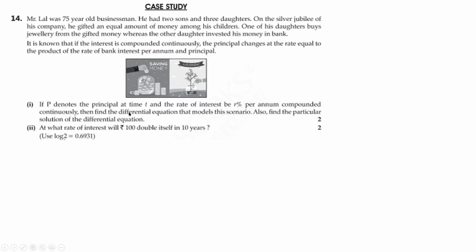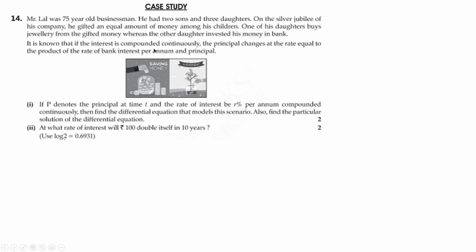If P denotes the principal at time t and rate of interest be R% per annum compounded continuously, then find the differential equation that models this scenario. Also find the particular solution of the differential equation. At what rate of interest will rupees 100 double itself in 10 years? Now this question is on mathematical modeling using differential equation, where we have to find the differential equation for when money is compounded continuously. So we will do each subdivision one by one.